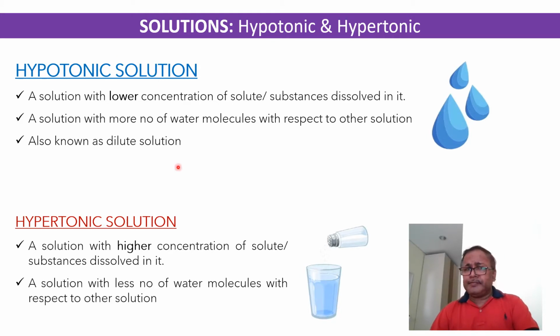Hypotonic solutions are solutions with a lower concentration of solute. Solute means a substance that dissolves in a solvent. What is a solvent? An example of a solvent is water. So a solution with more water molecules with respect to other solutions is called hypotonic. Hypo means less or lower concentration of solute. This is also known as a dilute solution.